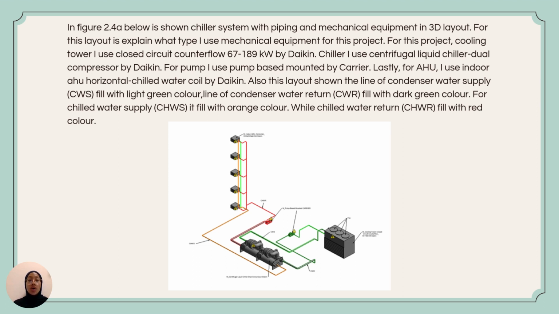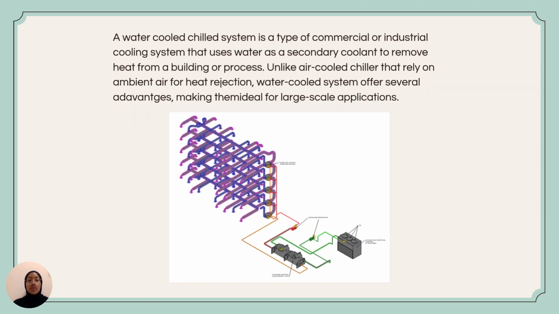And also, this layout shows the condenser water supply filled with the light green color. For the condenser water return, with dark green color, and CHW, which is chill water supply, is filled with orange color, and chill water return is filled with red color.